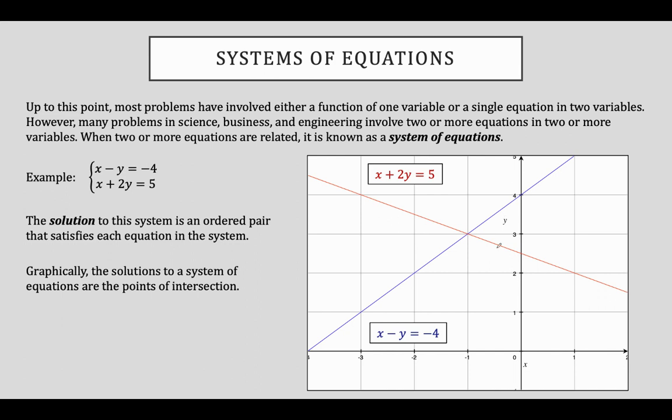So where do these two lines intersect? They intersect at negative 1, comma 3. That is the solution to this system of equations.